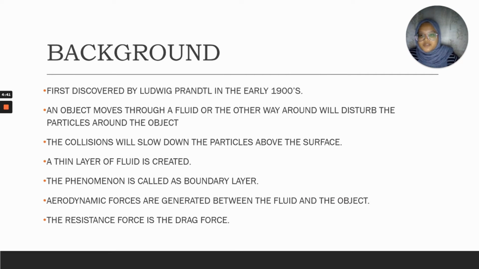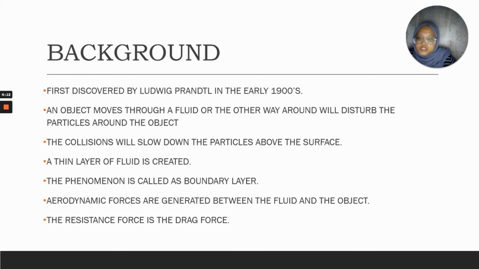Okay, the boundary layer was first discovered by Ludwig Prandtl in the early 1900s. He said that as an object moves through a fluid, or the other way around, it will disturb the particles around the object. The particles right next to the surface will stick to it, and the collision of the particles above the surface with the particles that stick to the surface will slow down the particles around the object.